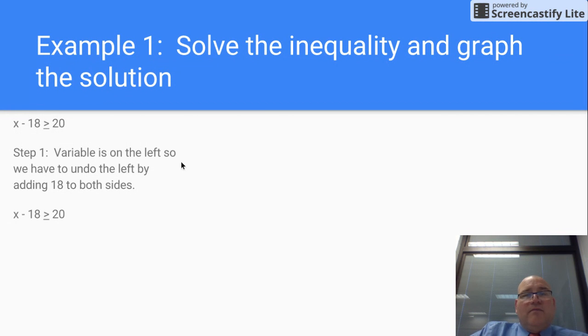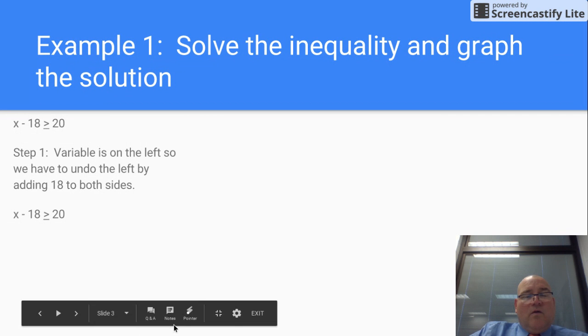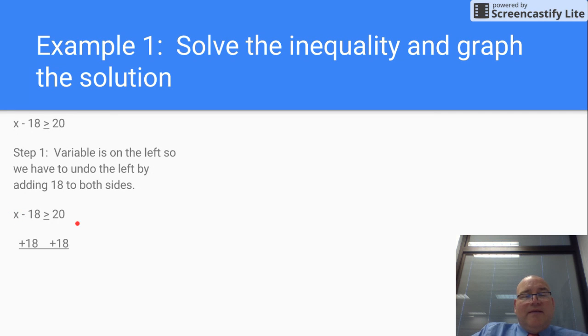So here's the inequality once again. Again, our goal is to get the x over here to be by itself, so we'll add 18 to both sides. And we end with x is greater than or equal to 38. Now, since this is an inequality, it has to be graphed. That's step 2. We're going to graph our solution on a number line.